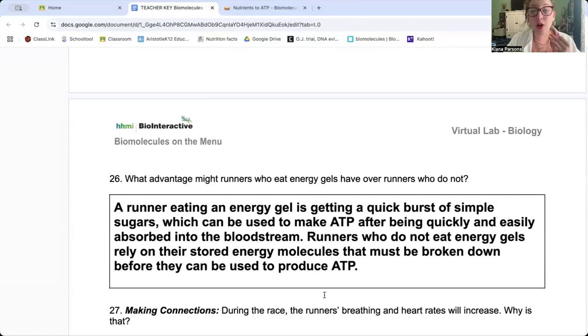Well, a runner eating an energy gel is getting a quick burst of simple sugars, which can be used to make ATP after being quickly and easily absorbed into the bloodstream, right at the mouth, because those molecules are so small they can go right into the bloodstream. Runners who do not eat energy gels rely on their stored energy molecules that must be broken down before they can be used to produce ATP. So you have to use some energy to break them down, and then it takes a little bit longer for that energy to be available, and you might deplete your stores before the end of the race. If you're adding in the energy from the energy gels, you're getting that quick burst right away that doesn't deplete any of your stored glycogen.